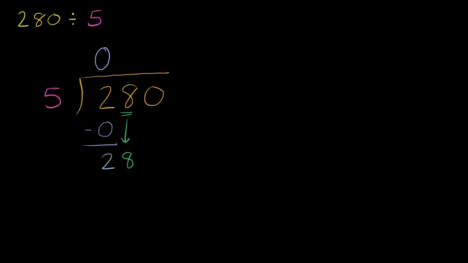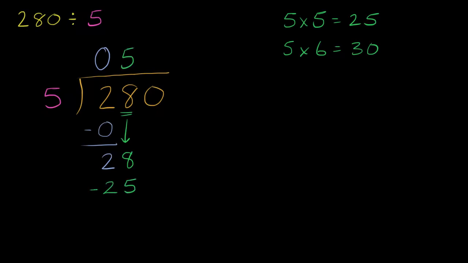8. And so we can ask ourselves, how many times does 5 go into 28 without going over it? So we could think, well, let's see, 5 times 5 is 25. 5 times 6 is 30. So 5 times 6 would go over 28, so we would want to go back to 5 times 5. So 5 goes into 28 5 times. 5 times 5 is 25. And you subtract. 28 minus 25 is 3.